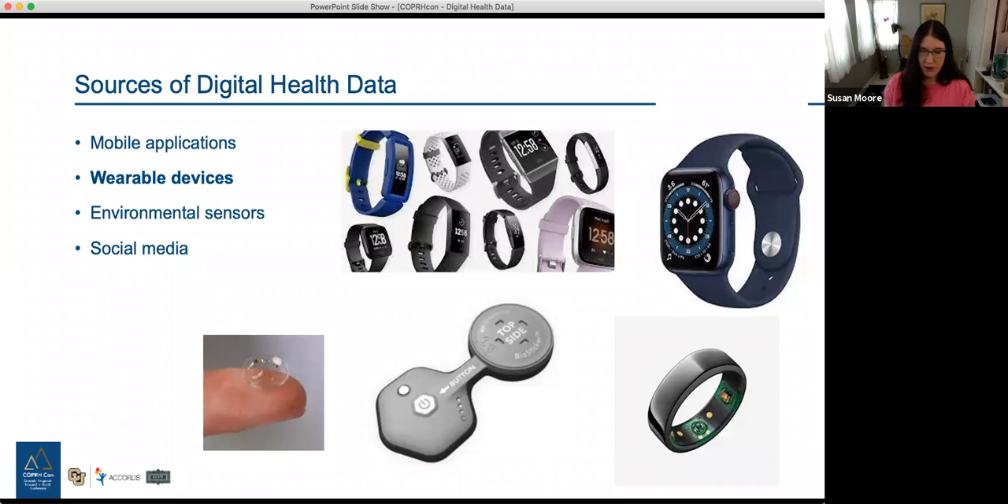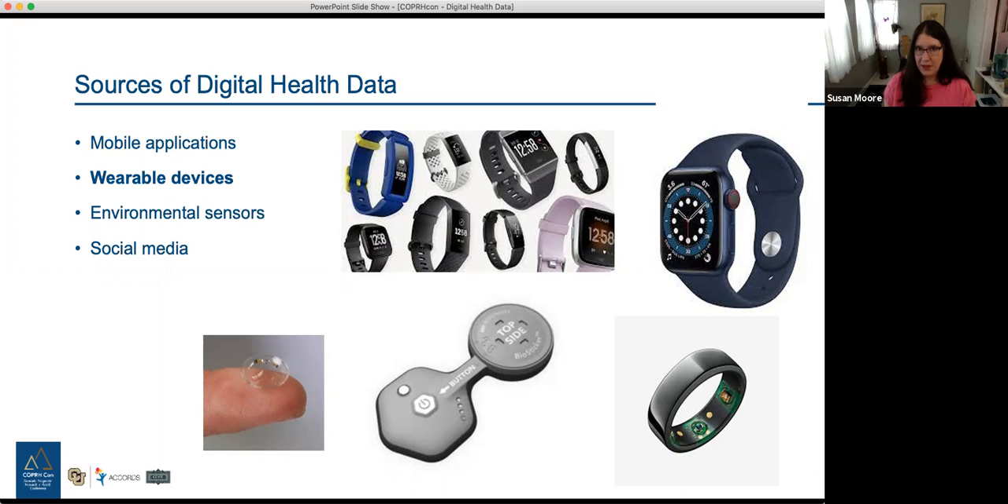I have a picture here on the screen of a contact lens. This was created in Korea just a couple of years ago. It is a smart contact lens with sensors in it that detect blood sugar levels from tears and can help diagnose diabetes right there in your eye.